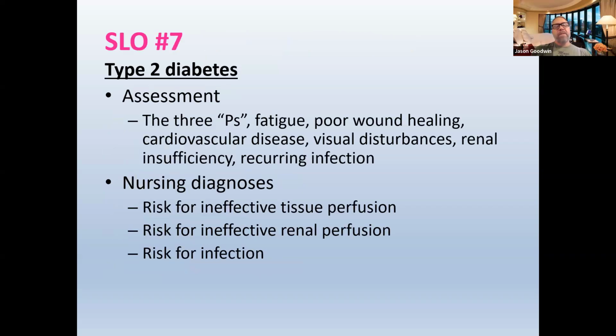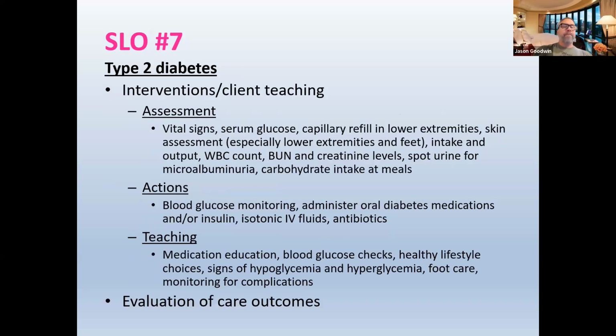Okay, type 2, same thing, 3 Ps, right? They're going to have poor wound healing, maybe cardiovascular progression, visual disturbances, renal insufficiency, recurrent infection. So for these guys, the risk of ineffective tissue perfusion and ineffective renal perfusion, right? Both of those are problems. And then the risk for infection can be their diagnosis.